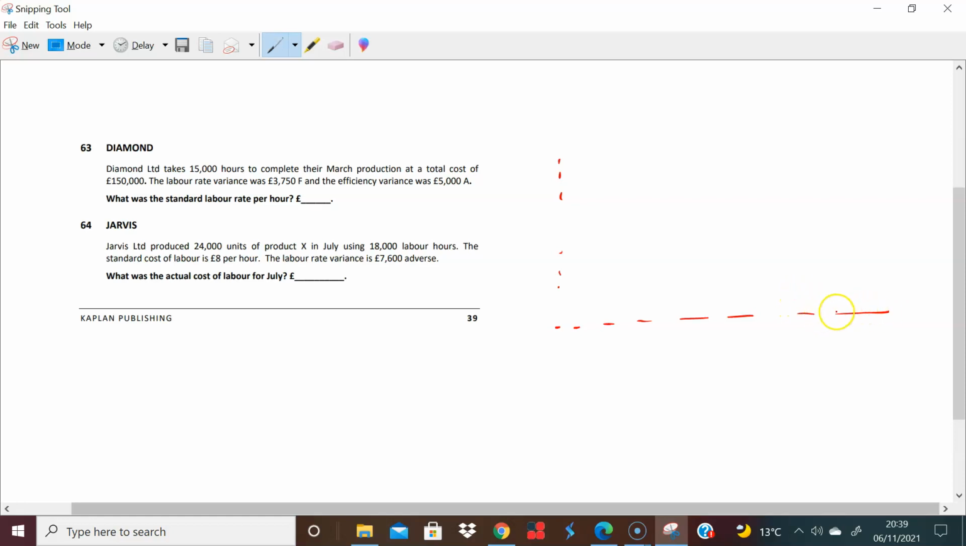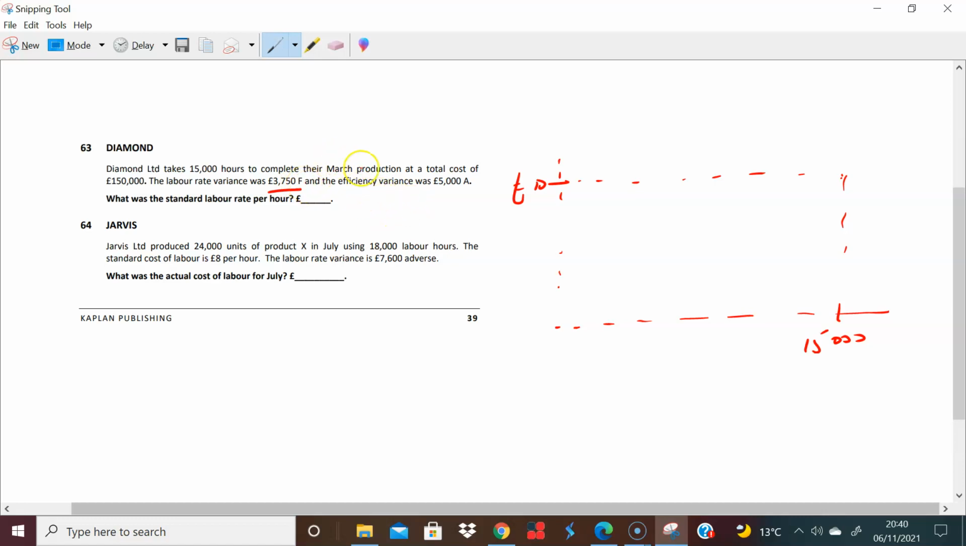So they actually use 15,000 hours. This is the actual hours, at a total cost of 150,000. So that's what you must have actually spent, £10 per hour in this situation. This is not the standard cost. This is the actual cost. Okay, fine.